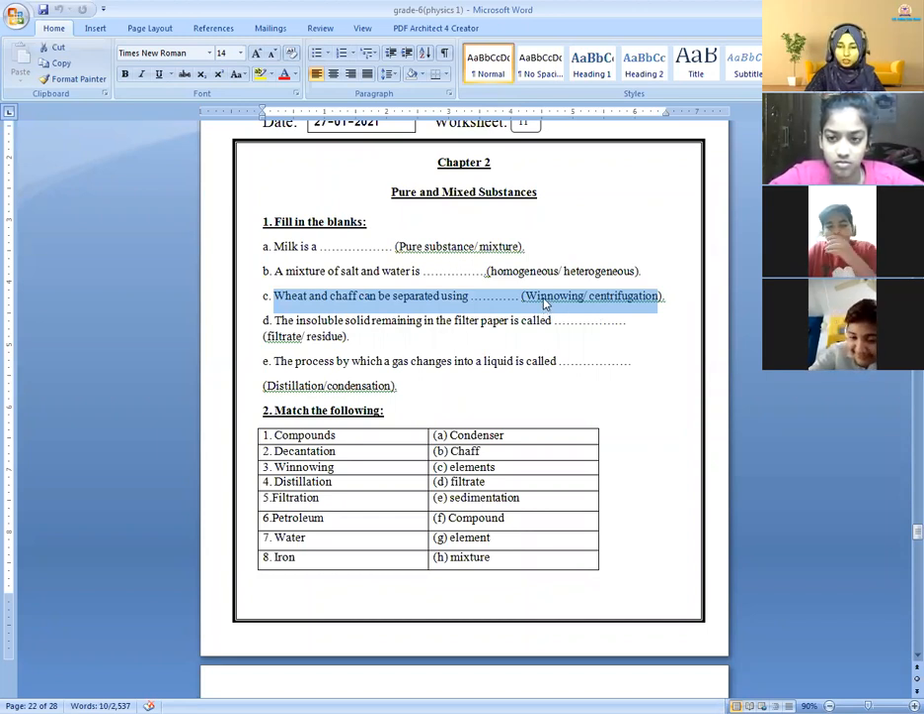It's the correct answer, centrifugation. The correct answer is winnowing. Winnowing is the answer. Winnowing.